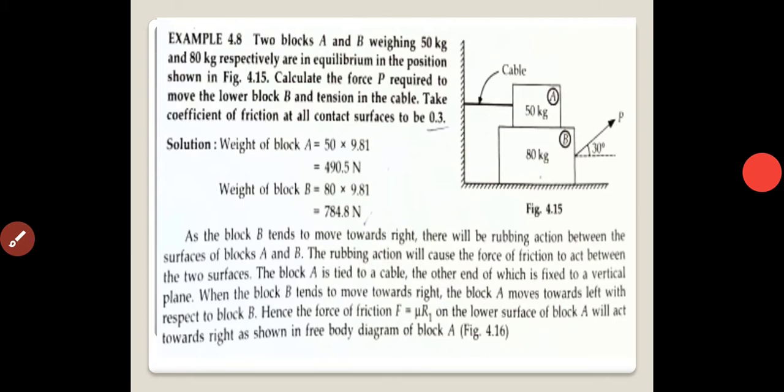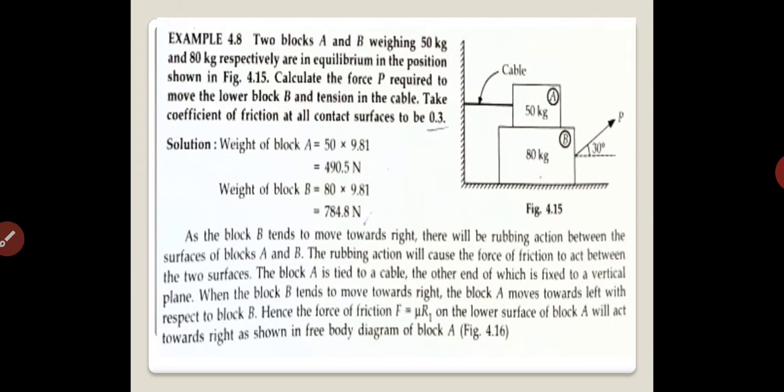Now this is another problem. Example 4.8. Two blocks A and B weighing 50 kg and 80 kg respectively are in equilibrium in the position shown in figure 4.15. Calculate the force P required to move the lower block B and the tension in the cable. Take the coefficient of friction on all contact surfaces as 0.3.